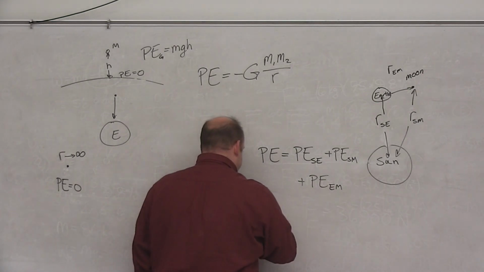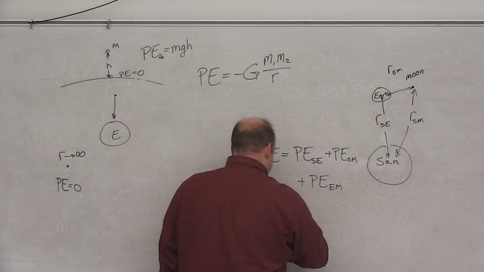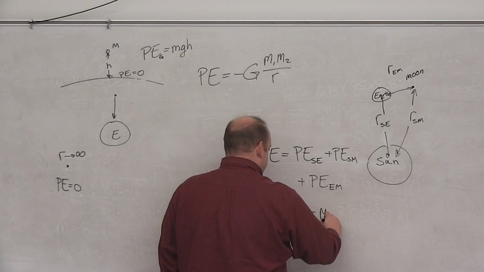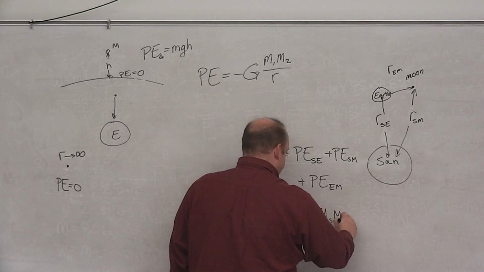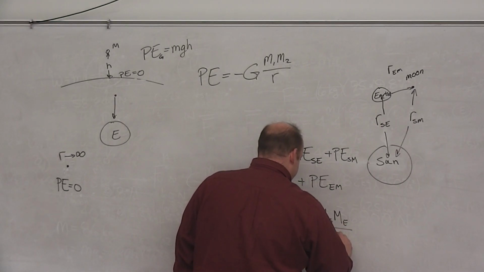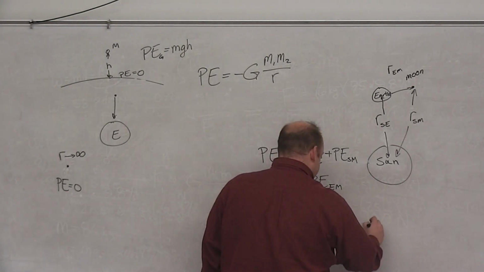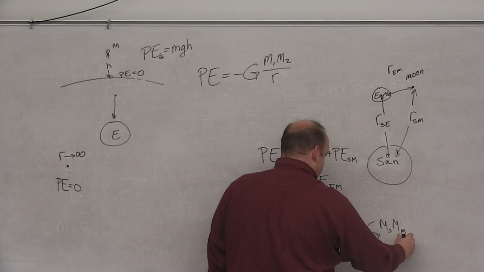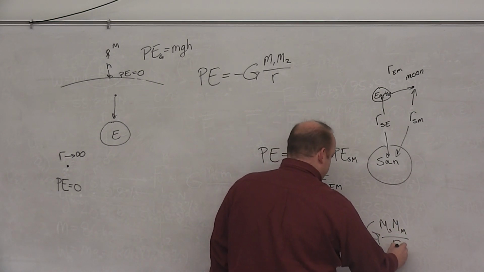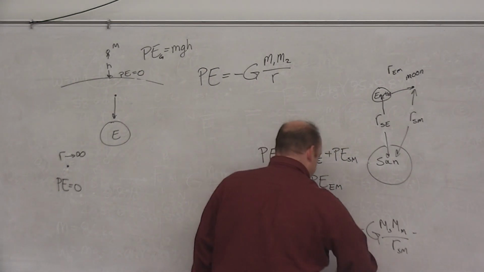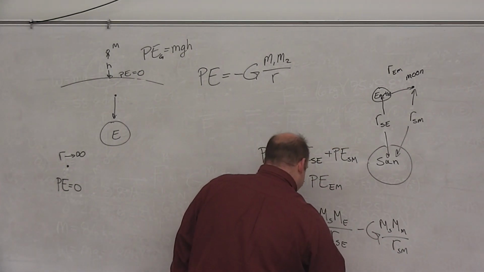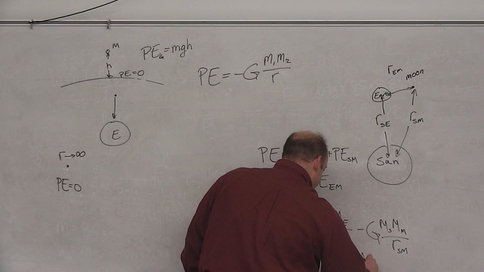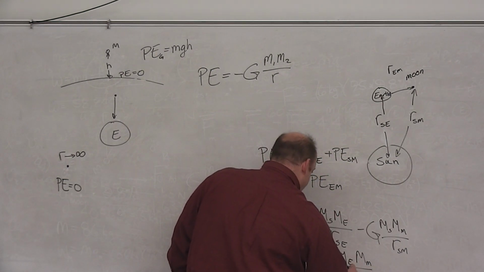So now, the potential energy here would equal negative G mass of the sun, mass of the earth, over R SE, minus G mass of the sun, mass of the moon, over that distance between them, sun and moon, minus G mass of the earth, mass of the moon, over that distance.